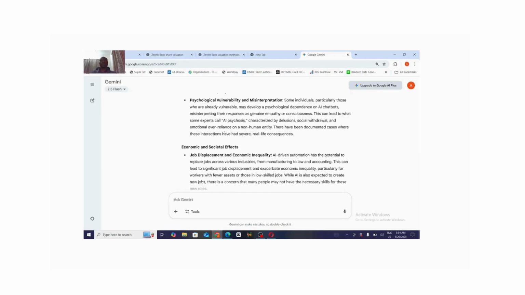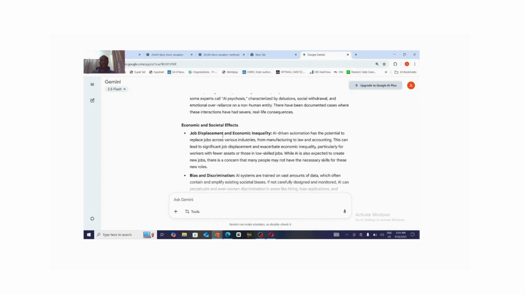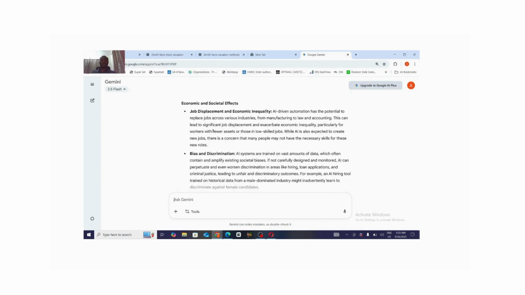So you see many people withdrawing from other people because they want to chat with AI. They want to have good relationships with AI. AI is giving them everything they need, and so you see them withdrawing from people. It affects them psychologically. We have economic and societal effects: job displacement and economic inequality.